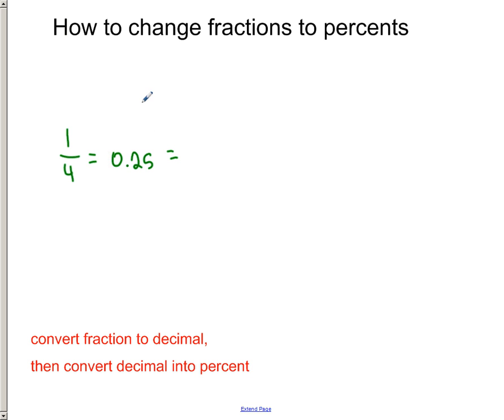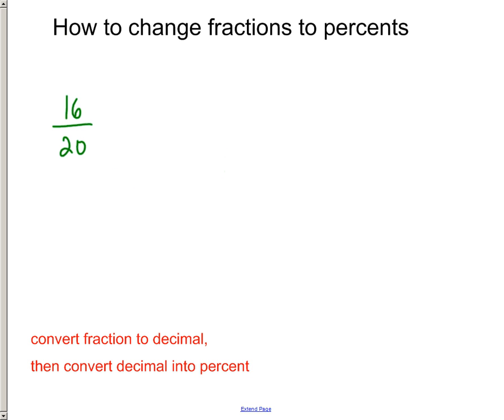And then if you've watched the other lessons, essentially anytime you have a decimal, if you want to make it a percent, you just move the decimal over 2 times. And so 0.25 or 25 hundredths becomes 25%. Now let's take a look at 2 other examples.